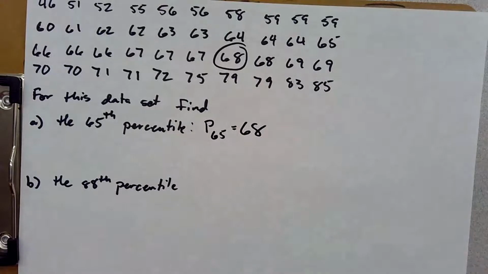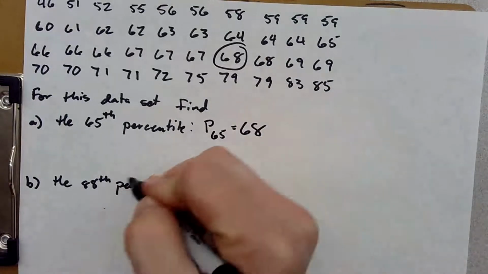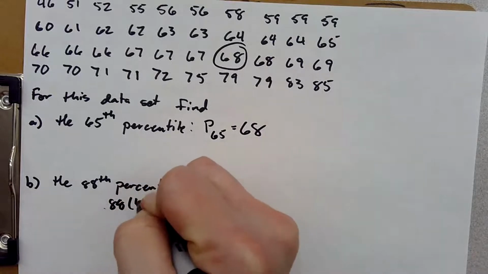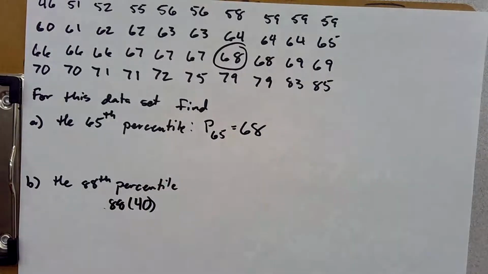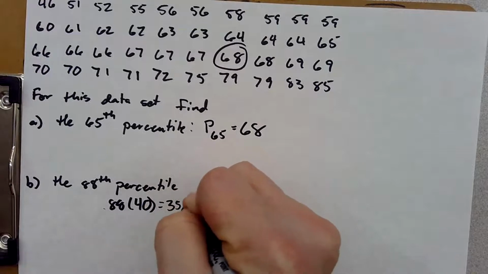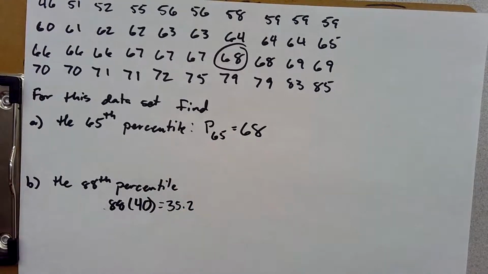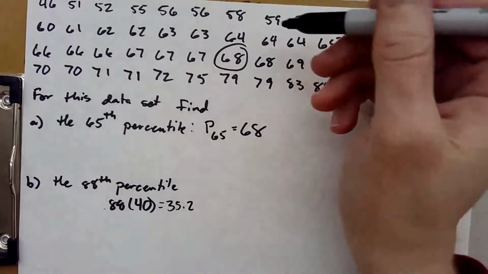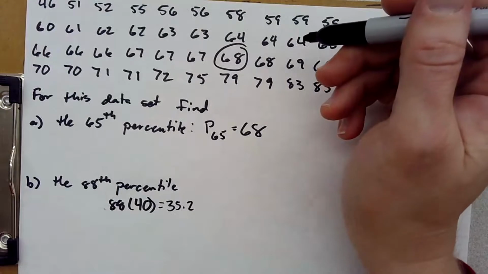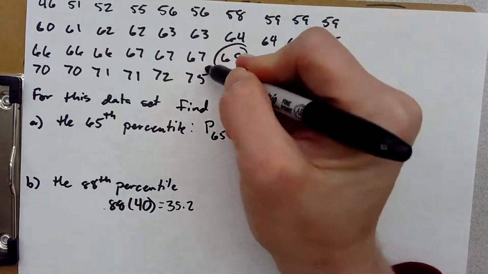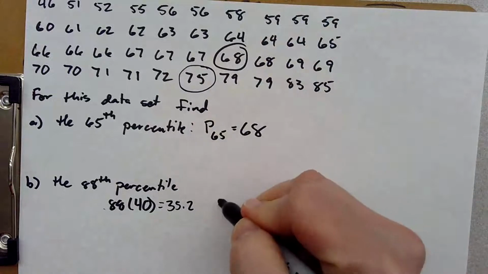For the 88th percentile, we need to take 0.88 times 40. Well, that's 35.2. So for this case, we will find the 36th value. That would be 75 right here.